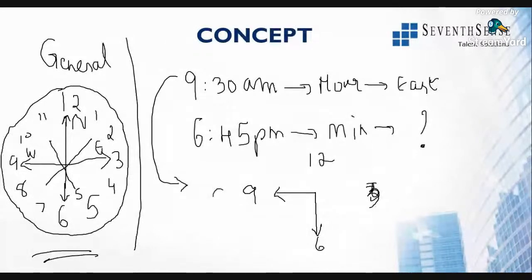So what are they telling? If this is east, our hour hand is at east. What will be the minute hand? East opposite. Just look at this. What is opposite to east? East is west. Right?